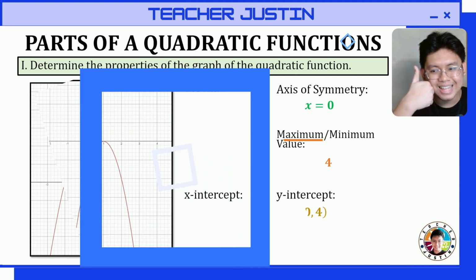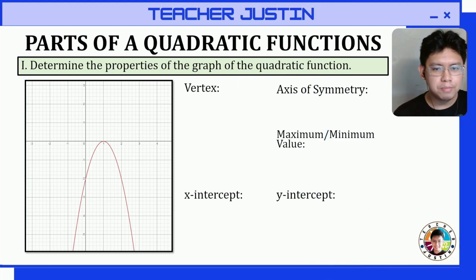Tada! Alright. Okay, let's determine the properties of the graph of this quadratic function. So, first, hanapin natin yung vertex niya. So, yung vertex niya is located at the highest or the lowest point of our parabola. Since the parabola is opening downwards, expect that our vertex is located at the highest point. So, yung highest point natin is located here. So, ang vertex niya is 1, 0.